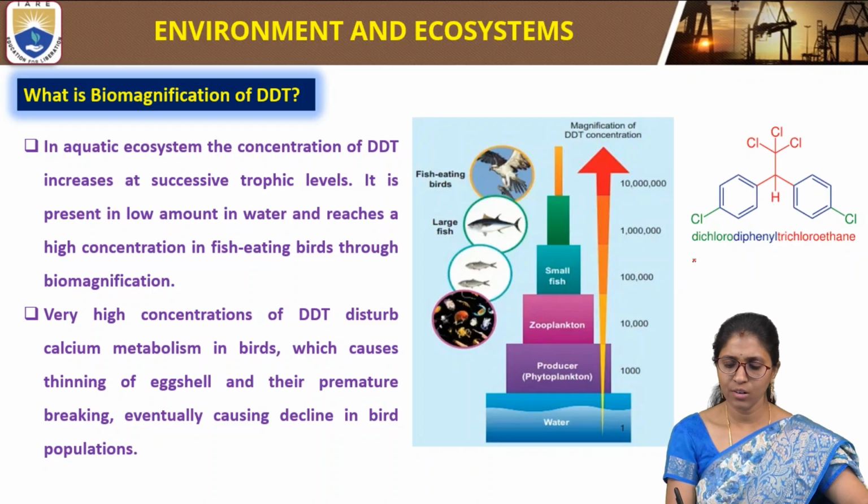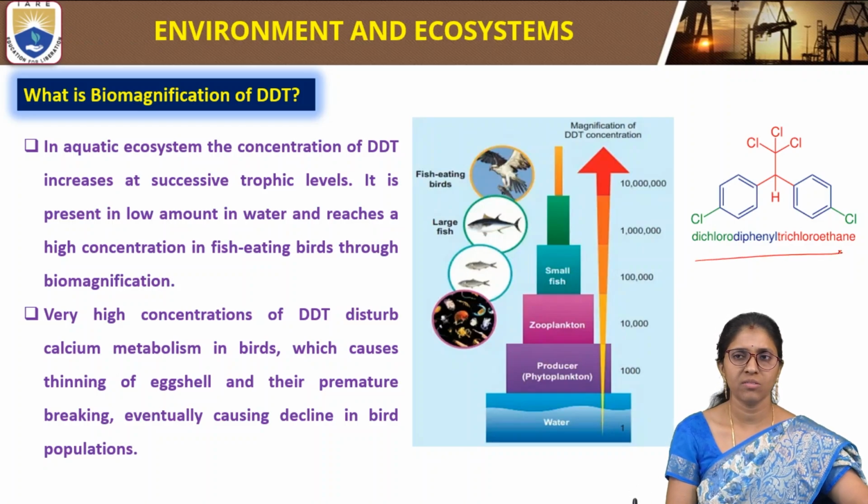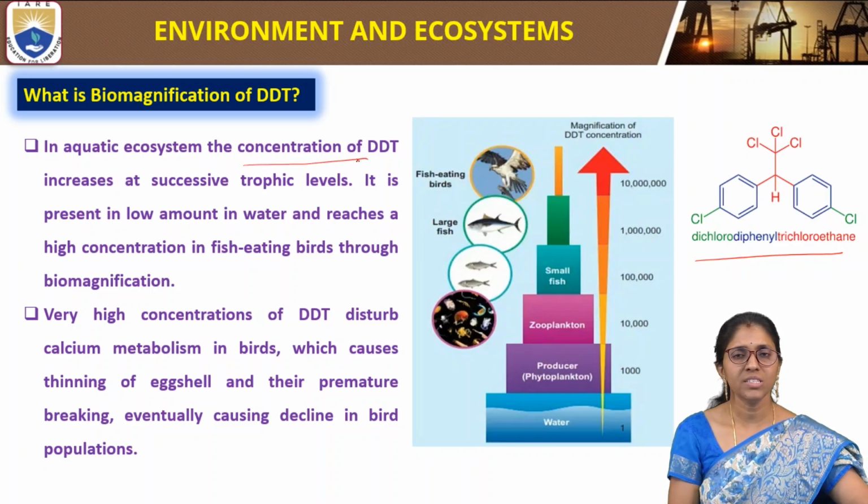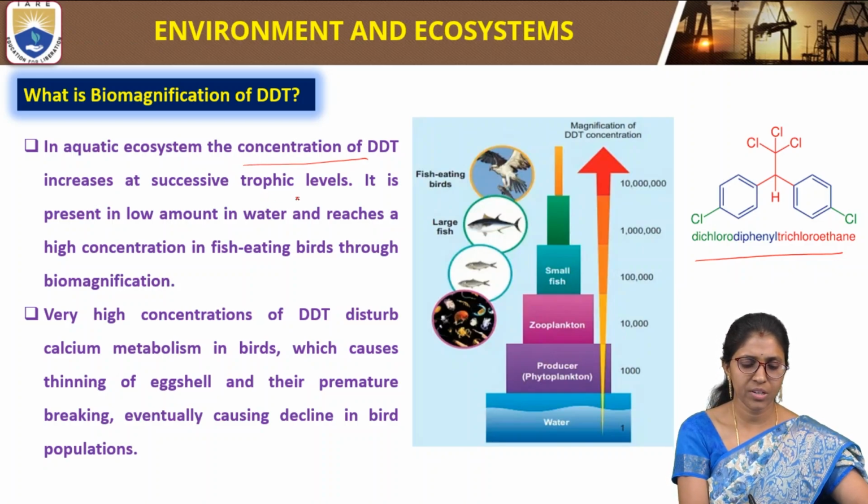So what is biomagnification of DDT? DDT means dichloro-diphenyl trichloroethane. This is a pesticide. It was used as a pesticide in earlier days. In an aquatic ecosystem, the concentration of DDT increases at successive trophic levels.